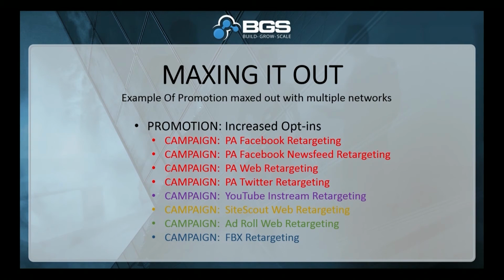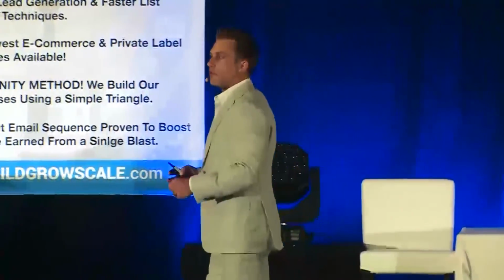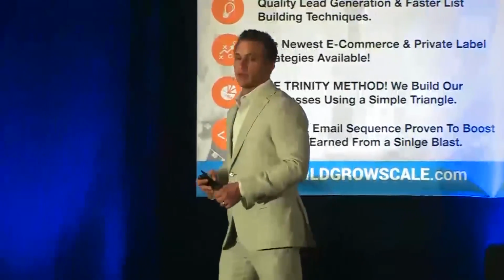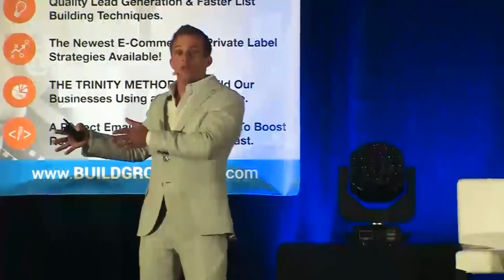Then we add YouTube retargeting in. Then we add SiteScout web retargeting, AdRoll web retargeting, and the Facebook Ad Exchange retargeting, which is the normal Facebook retargeting network. I can't even count how many that is. What is that, 8, 9, 8? 8 different campaigns running for one action. Your reach is huge. Nowhere your customer or your prospect or your visitor goes can they escape you. This is how it gets ridiculous. This is how you get the 200% boost across the board in every action of your funnel, okay?